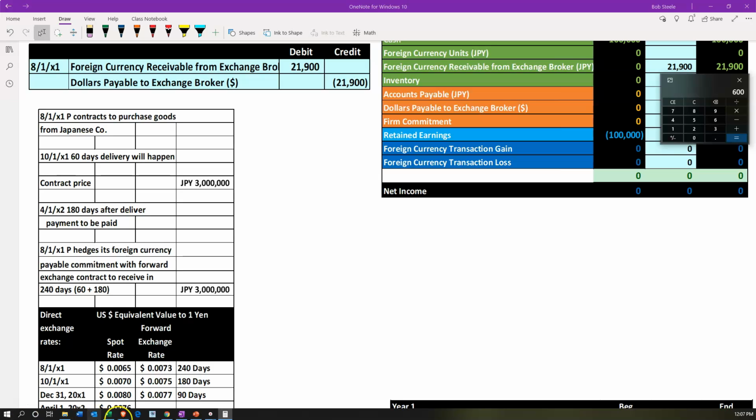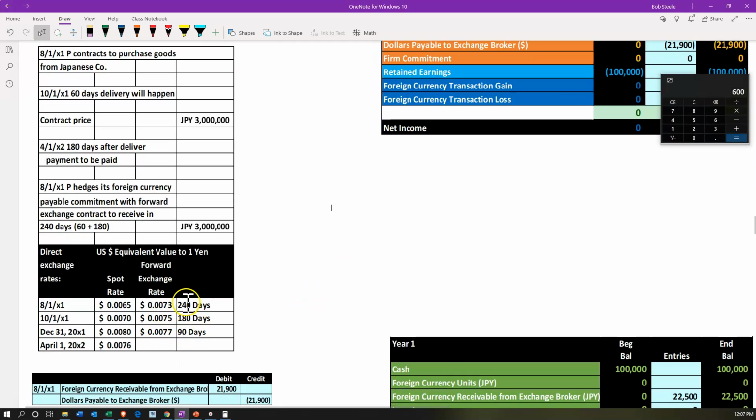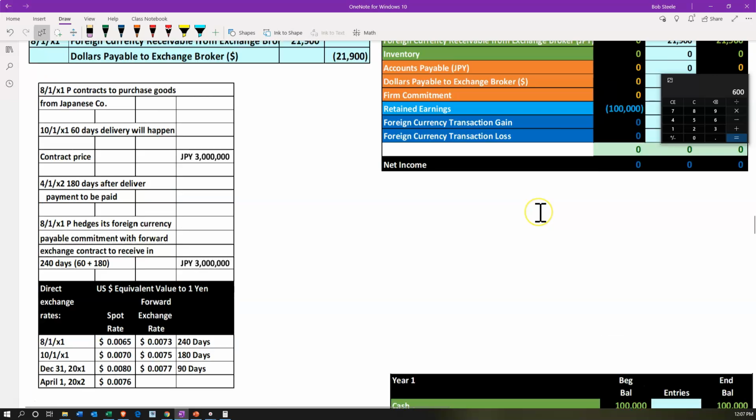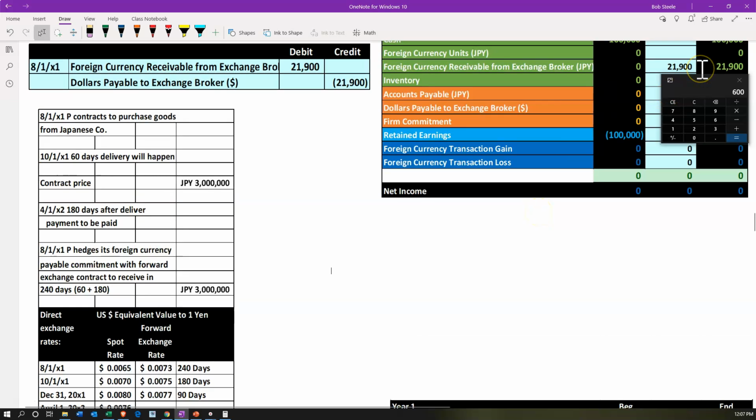That $600 is going to result in a gain. Why? Because last time 1 yen was worth $0.0073. Now 1 yen is worth $0.0075. The yen has gotten stronger because it's worth more dollars at this point in time. We're talking about a receivable here, which means we're going to get paid in yen, and we're going to get paid in something that has now gotten stronger, resulting in a gain. Also note that you can calculate that gain by saying 0.0075 minus 0.0073 times the 3 million, and that'll give us our 600 as well.